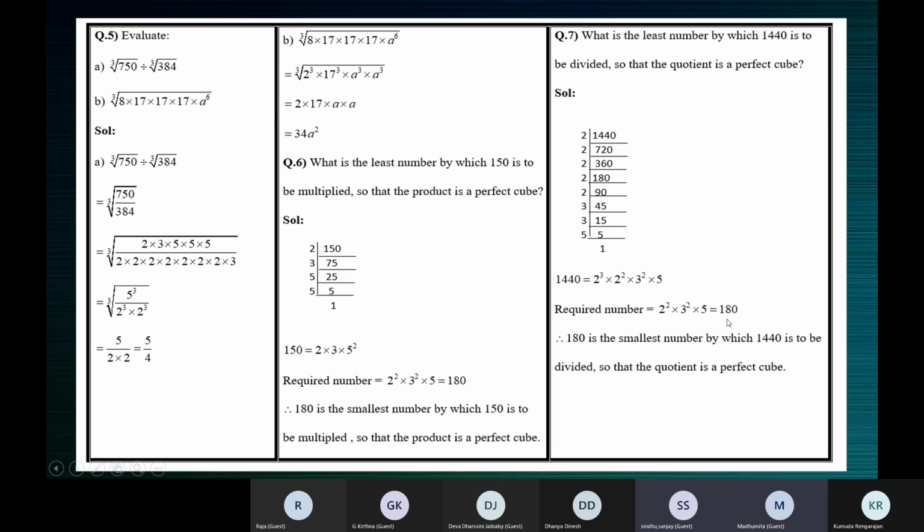Ma'am, it would have been 2 into 3 into 5 power 2, ma'am. Yeah, it will be 2 into 3 into 5 square. 2 into 3 is 6. 5 square is 25. So 25 into 6 is 150. 150 will be the smallest number to be multiplied to make it a perfect cube. The number to be multiplied will be different from the number by which it should be divided.